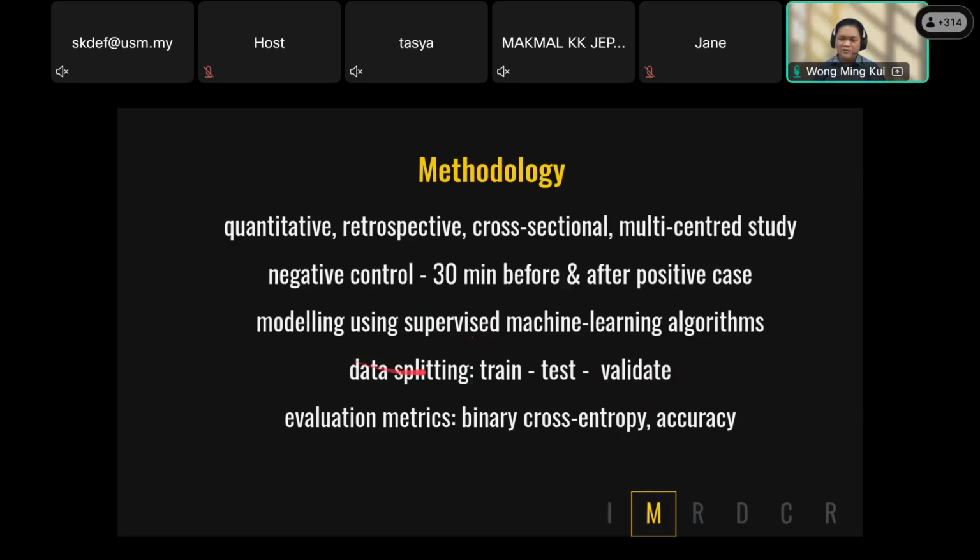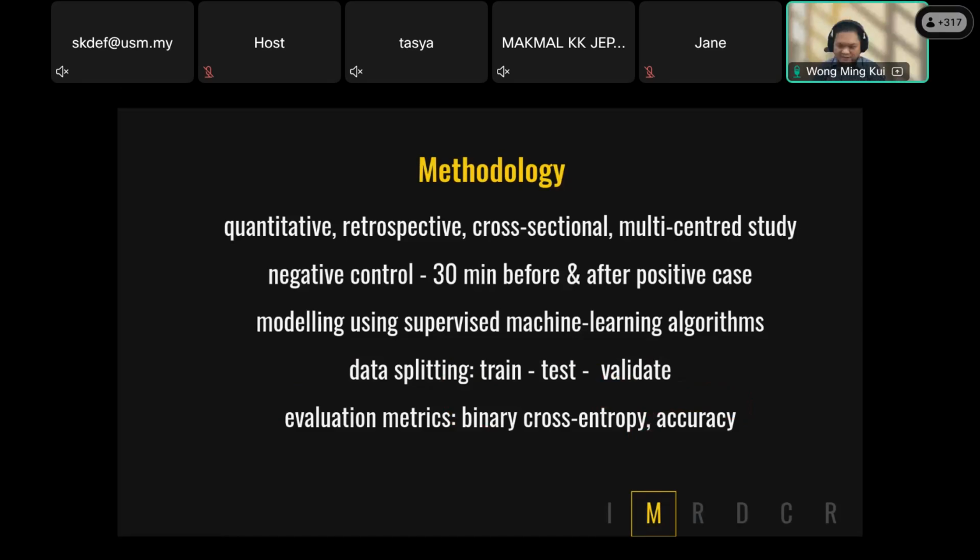During the whole process here, the training, testing, and validation, we have used a few evaluation metrics. The major one is the binary cross entropy. Binary cross entropy is an evaluation metric commonly used in machine learning. However, it's actually quite similar to accuracy. Okay, I think most of us will know what accuracy is, right?